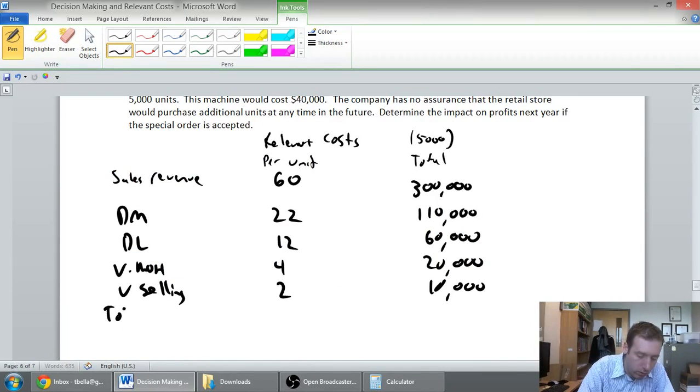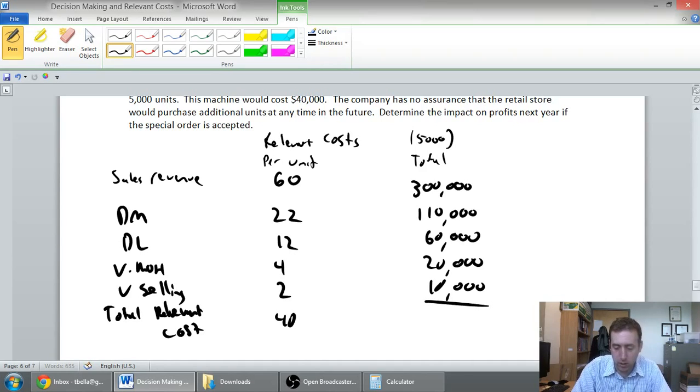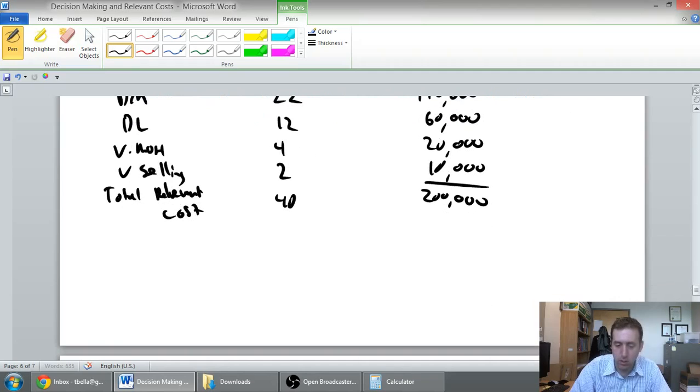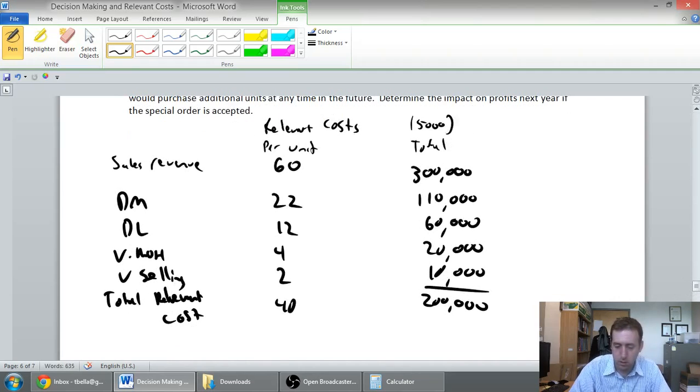Our total relevant cost, 22 plus 12 plus 4 plus 2, 6, oh, my math is so bad. 22 plus 12 is 34. 34 and 6 is 40. My total relevant cost here, 200. So 60 minus 40 is 20. 300 minus 200 is 100.